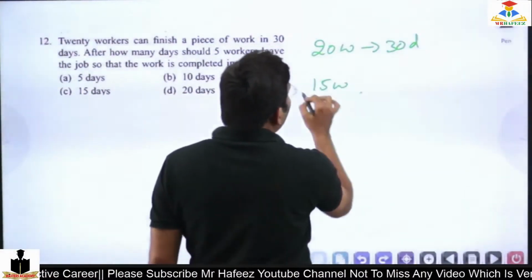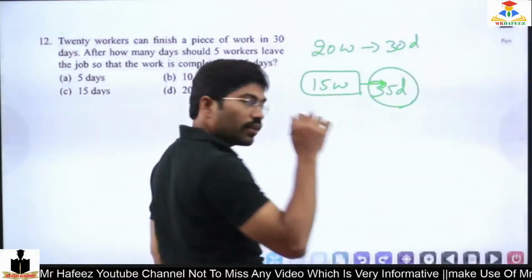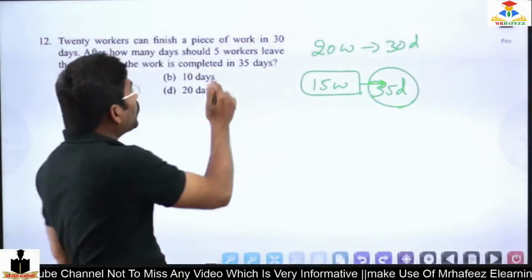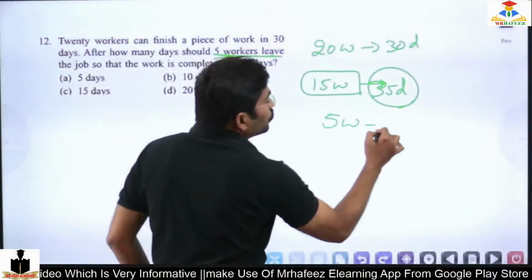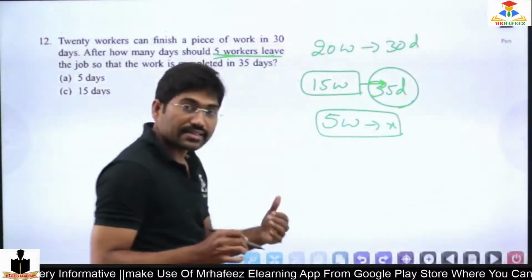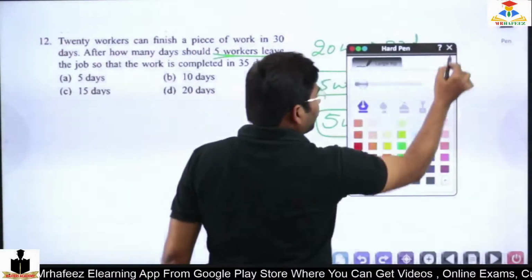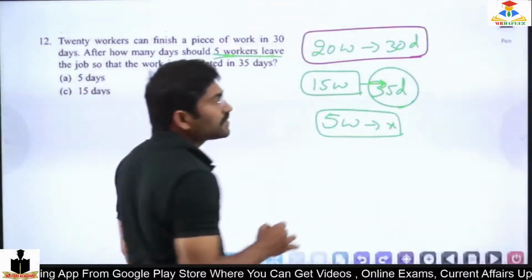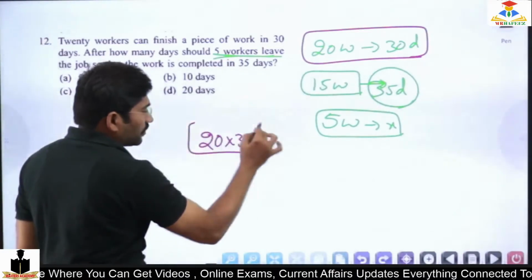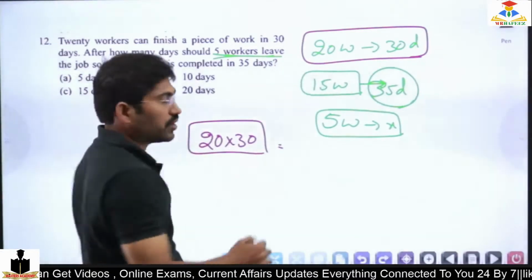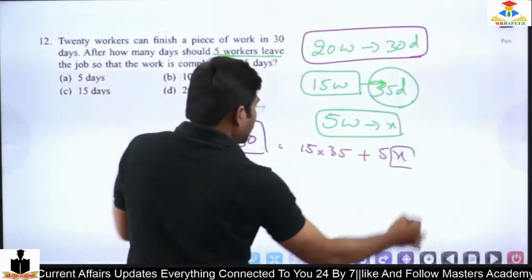That means 15 workers are working for 35 days regularly. But the 5 workers are leaving; before leaving, they worked for a few days, which I don't know, so I can consider it as x days. This is the exact value of the work. So 20 times 30, M1 D1, should equal 15 times 35 plus 5x. So x has to be calculated.